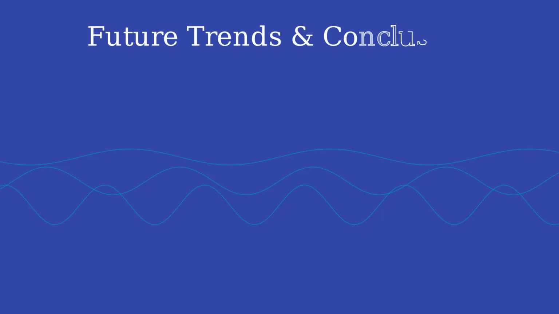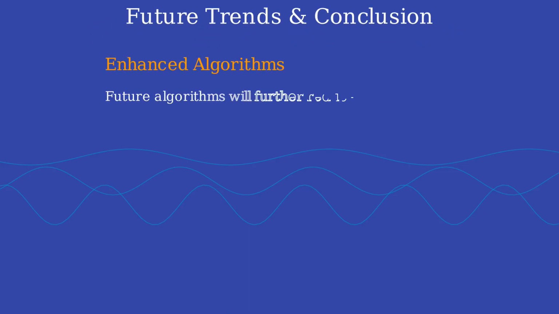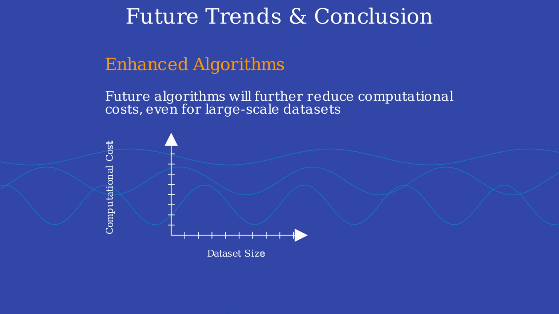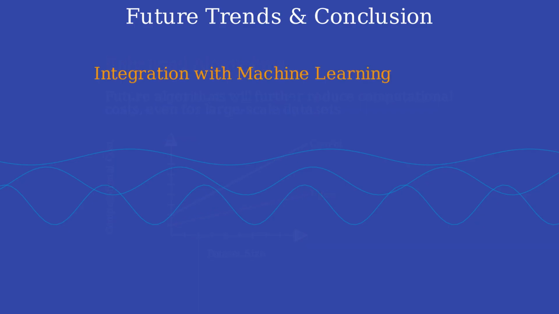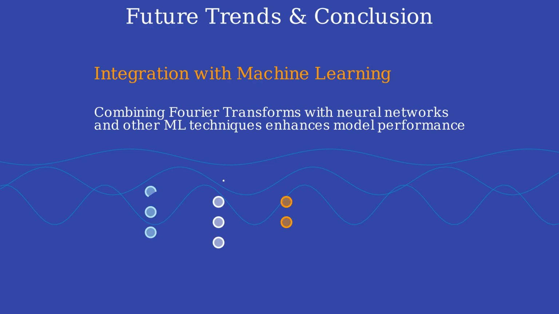As we look to the future, the Fourier transform will continue to evolve with advancements in algorithms and computational hardware. Future algorithms will significantly reduce computational costs, even for incredibly large-scale datasets. Its integration with machine learning frameworks is opening new possibilities, enabling deeper insights and improved model performance across various domains.